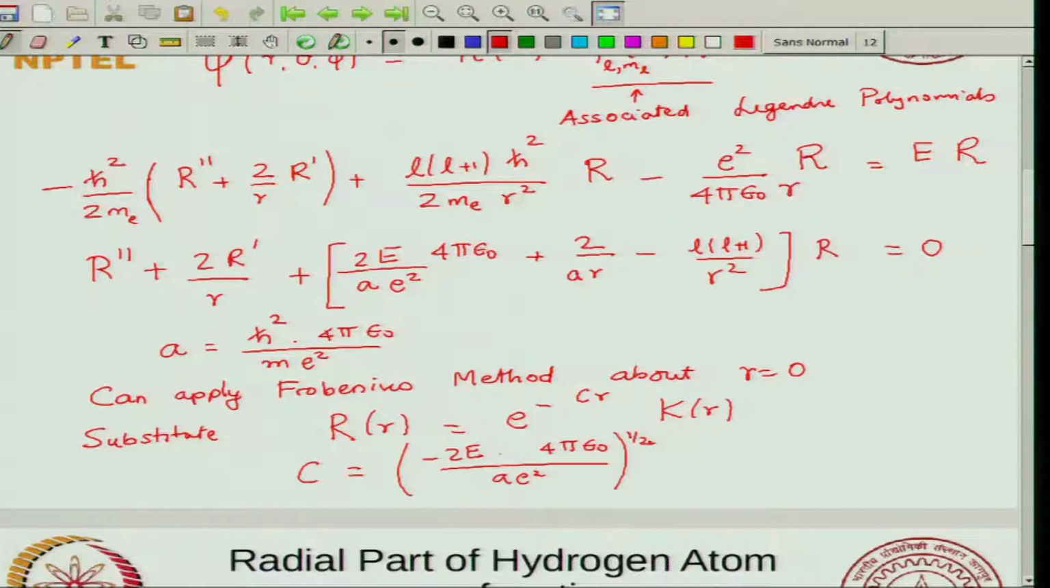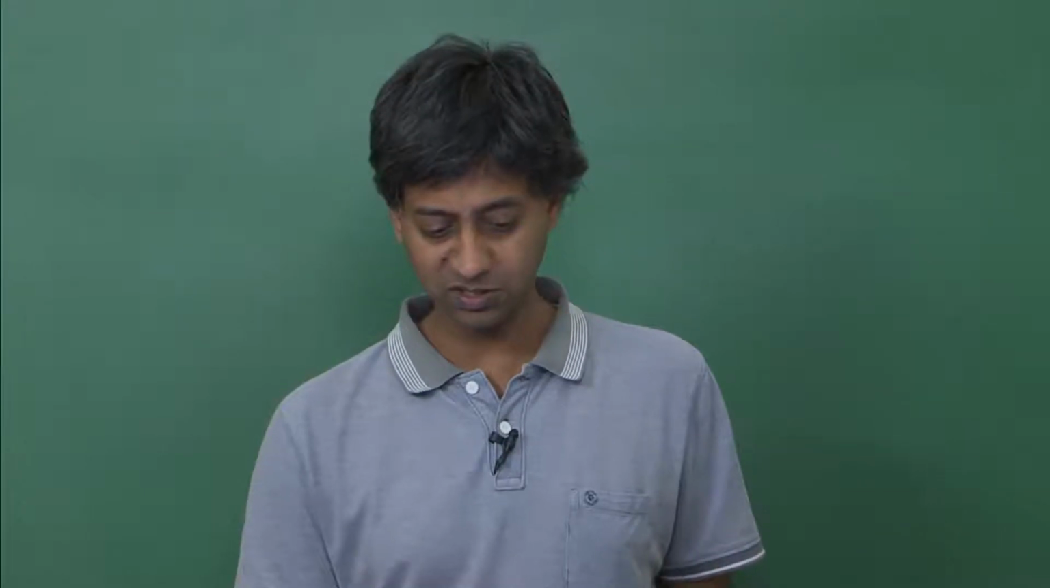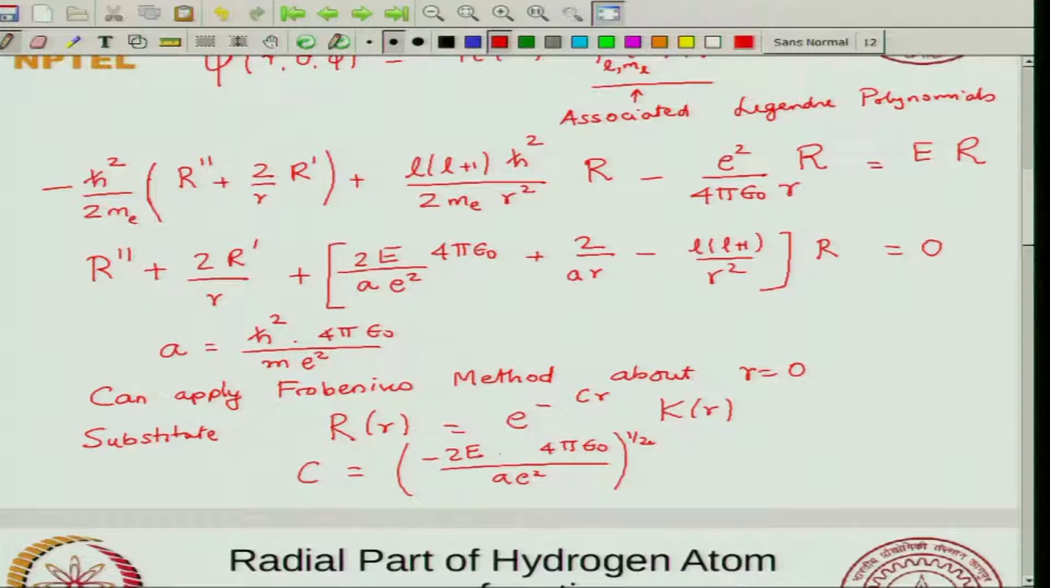And you can probably see why we took this form, because suppose you take large r. Suppose r is going to infinity, then this term will be negligible. All these 1 by r terms will also be negligible. So what you will get is R double prime is just some constant times R, and so you will get an exponential decay. It will exponentially go to 0, and that power of this exponential is exactly this.